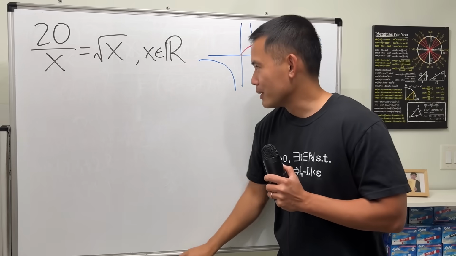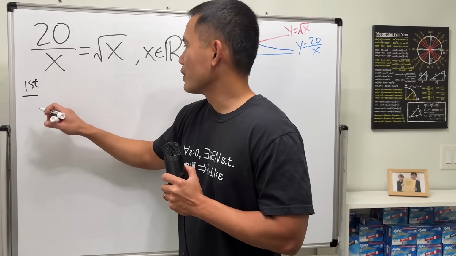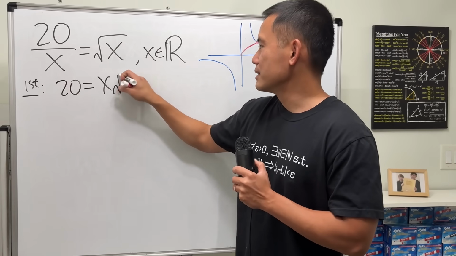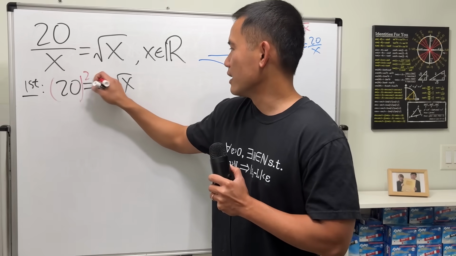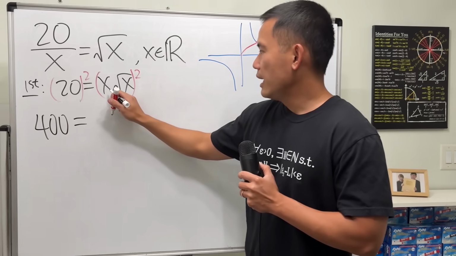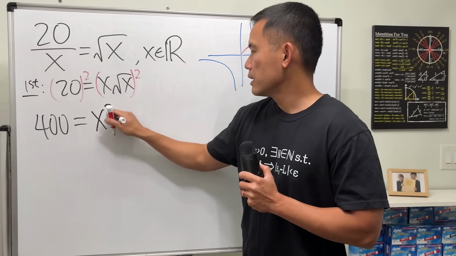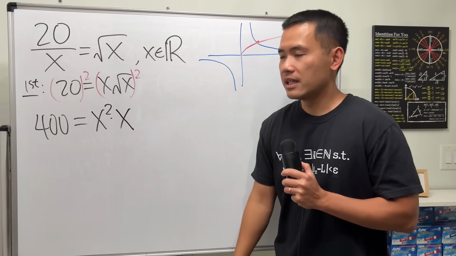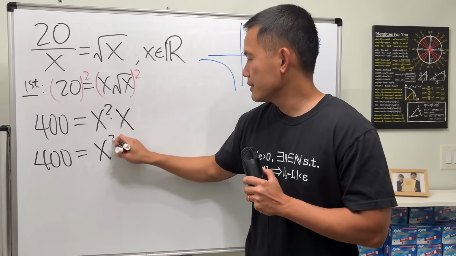Now, how do we go about doing this though? Two approaches. First way, of course, I'm just going to multiply x both sides, so we get 20 equals x times square root of x. And then I will square both sides so that we can get rid of the square root. So here we'll get 400. And here, because it's a multiplication, I can just do x squared times square root of x squared. Of course, they cancel, which is just going to give us x. So that means we have 400 equals x cubed from here and here, right?